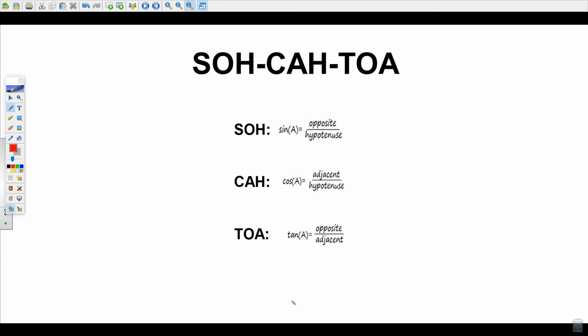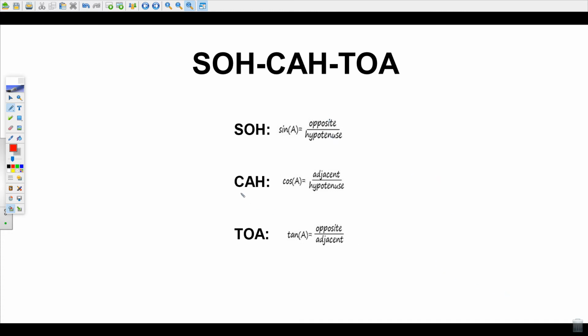This acronym helps you remember which trig ratio it is, so sine, cosine, or tangent. And it also tells you the ratio of the sides in the triangle. For SOH, the S stands for the sine of the angle, the O stands for the opposite side of that angle, and H stands for the hypotenuse. So SOH represents the sine ratio, opposite over hypotenuse.